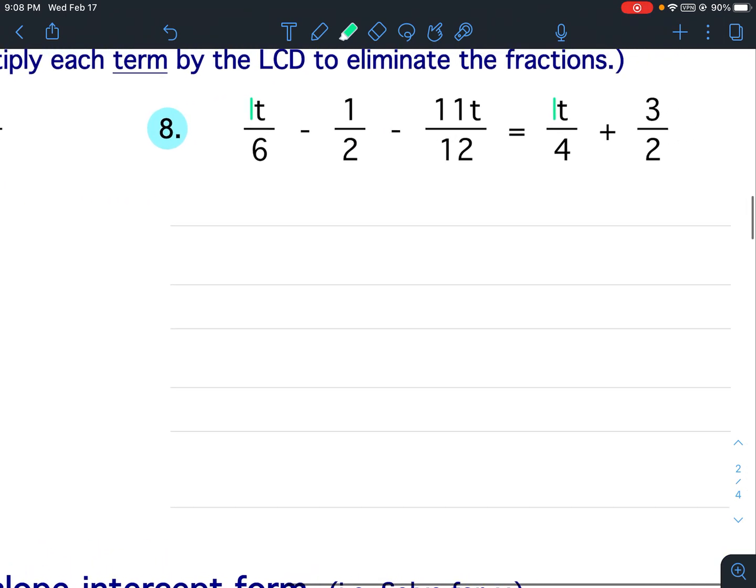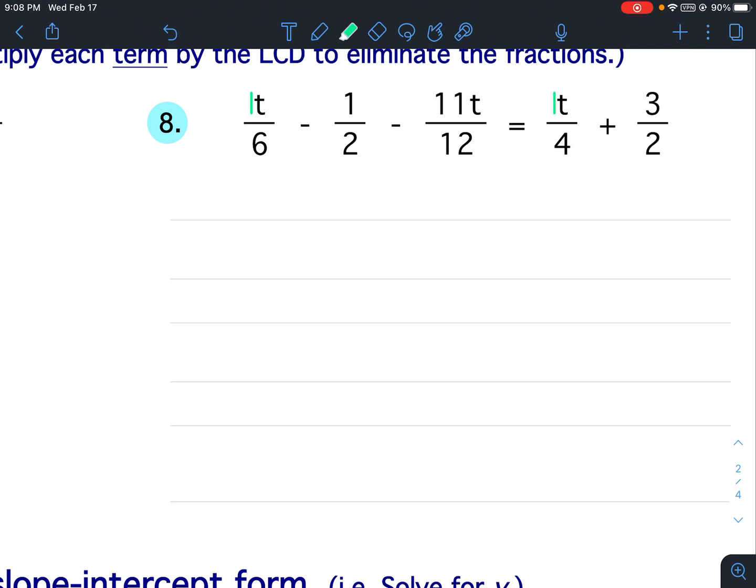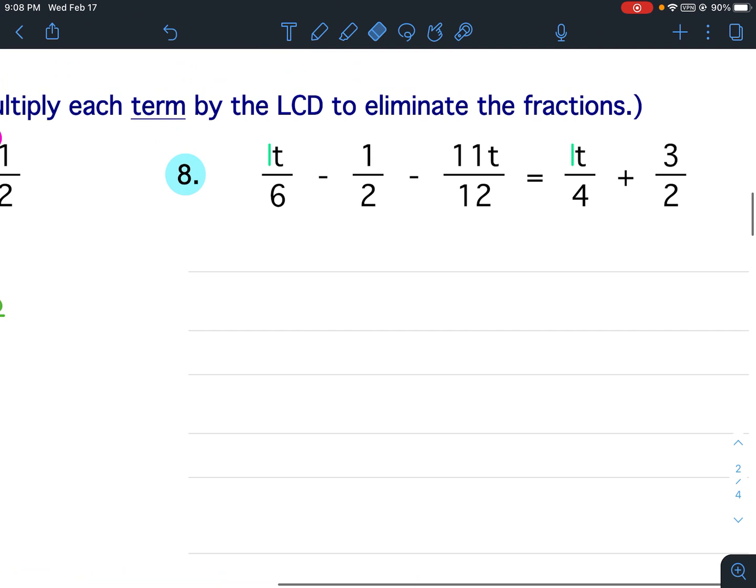All right, number 8. We need to determine what is the LCD. My largest denominator is 12. Does 6 divide into 12? Yes, it does. Does 2 divide into 12? Yes, it does. Does 4 divide into 12? Yes, 12 divided by 4 is 3. And we already determined that 2 also divides into 12. So for number 8, my LCD is 12. That means I'm going to multiply each term by 12. By doing this, I will eliminate the fractions.